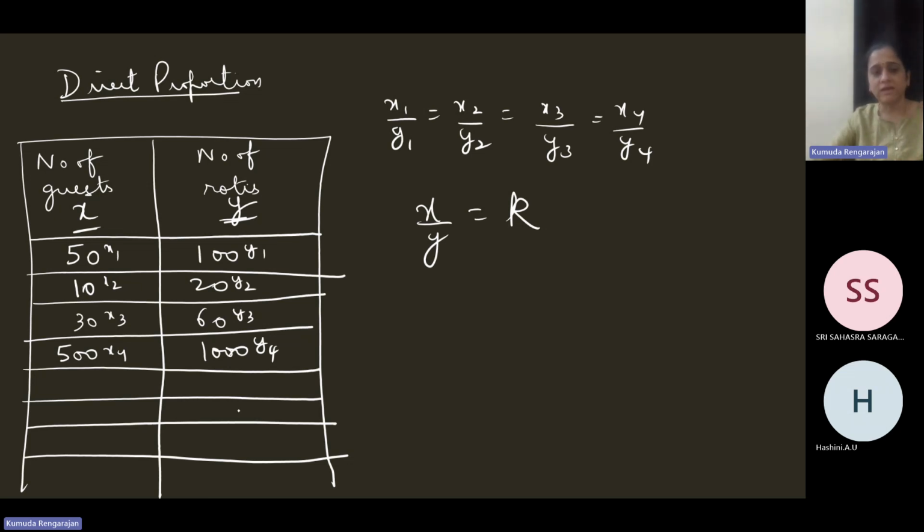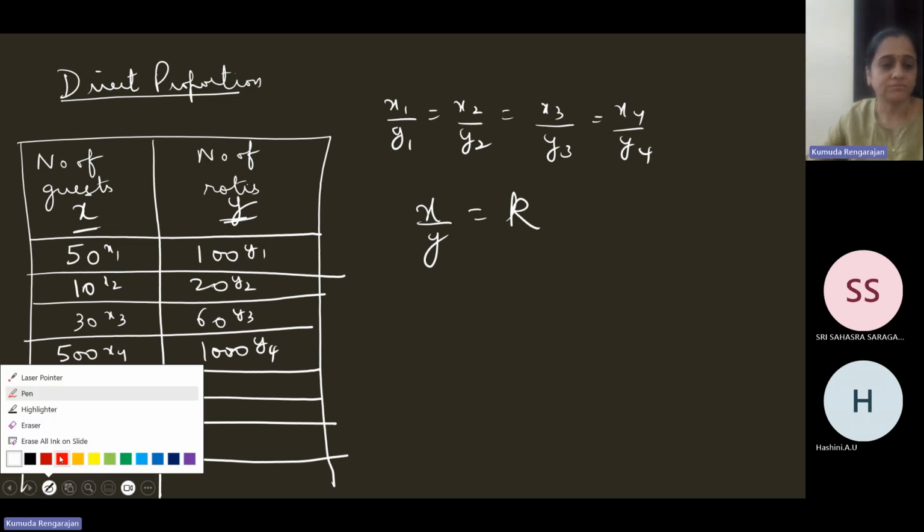Now when you find x1 by y1, 50 by 100, 1 by 2. x2 by y2, 10 by 20, 1 by 2. So you see that x1 by y1 is equal to x2 by y2 is equal to x3 by y3 and so on. So we say x by y is a constant. What is the constant here? 1 by 2. It can be anything, here it is 1 by 2. Okay. Inverse proportion.